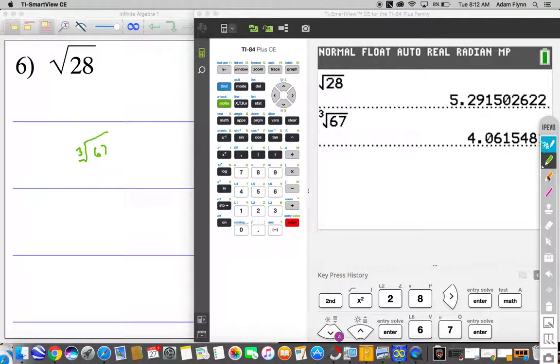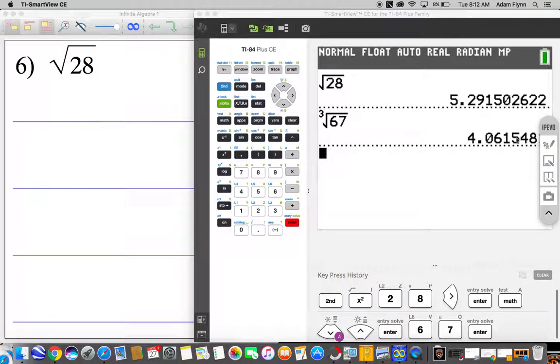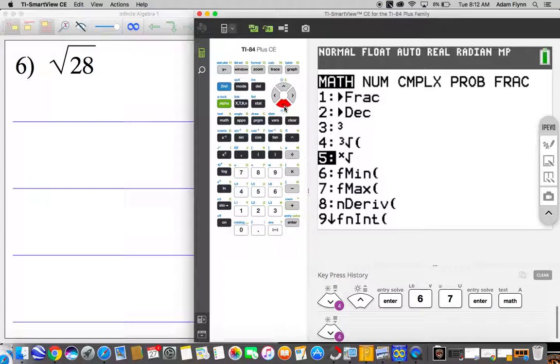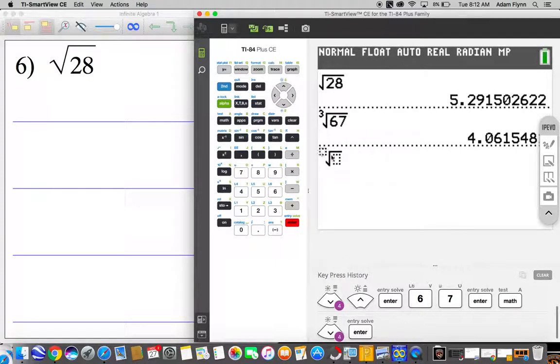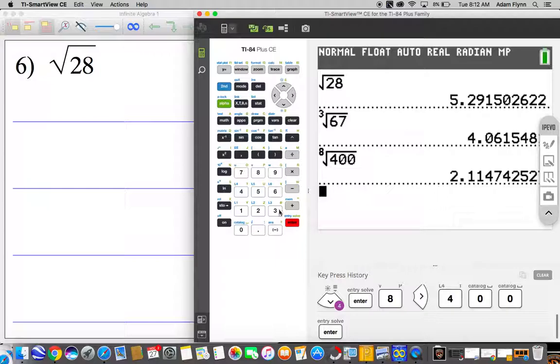But let's say we had the 8th root of 400, and we wanted to figure out what that was. Well, we can't use our square root button. We can't use that cube root button, but I can hit math, go down to number 5, the one that has the x with the square root, hit enter, and that allows us to change what our root is. So I could hit 8, toggle over, 400, and my answer would be 2.11.